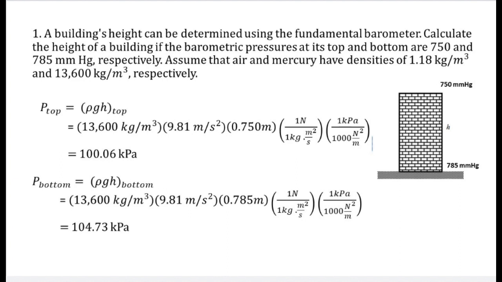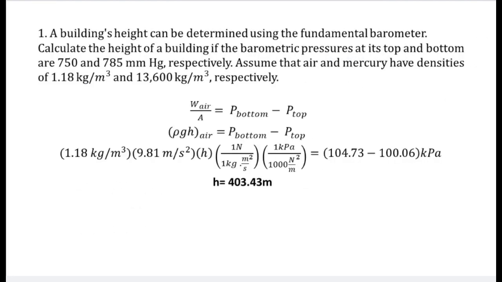And by this, we have this conversion to Newton, and then converting to kilopascal. So here are the conversions, and then calculating all these numbers found in this equation, we'll have the final answer, 100.06 kilopascal, for the pressure at the top. Okay, let's calculate also for the bottom. So we'll get 104.73 kilopascal.